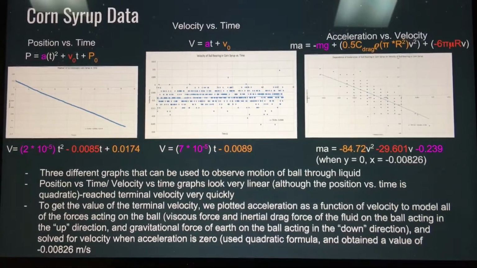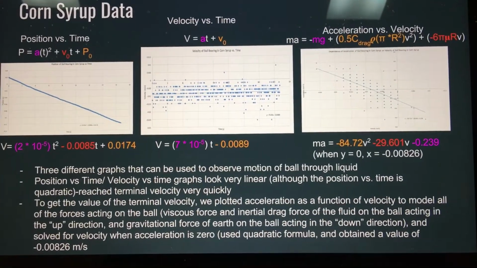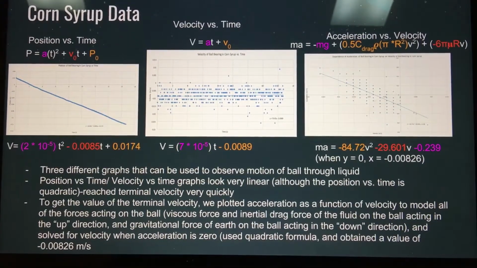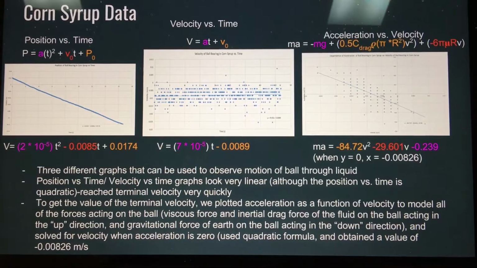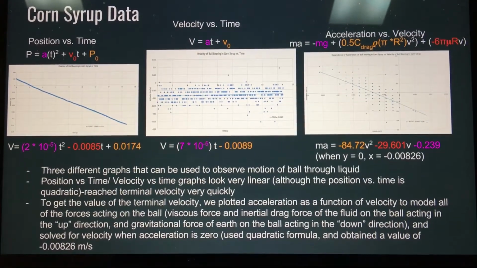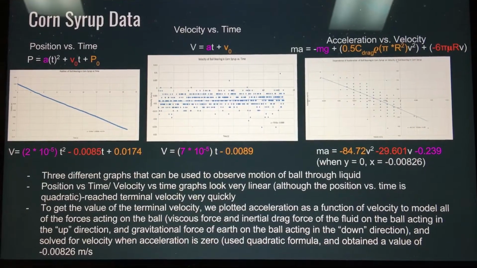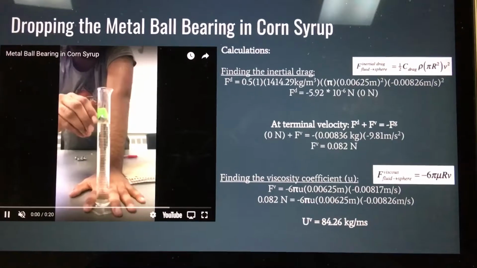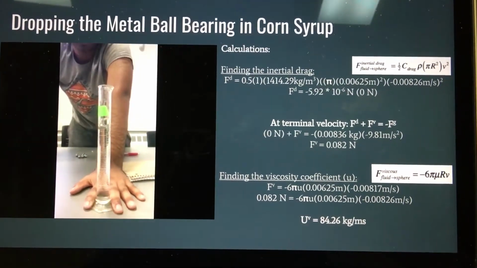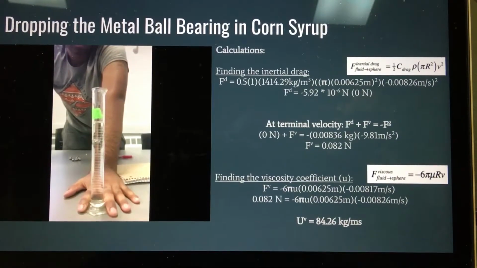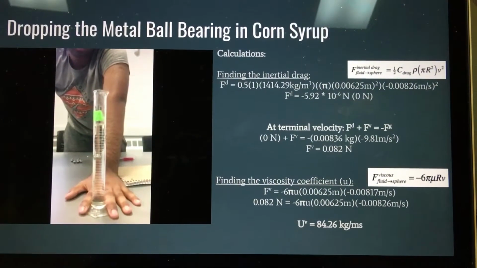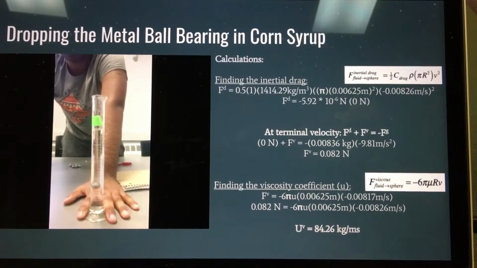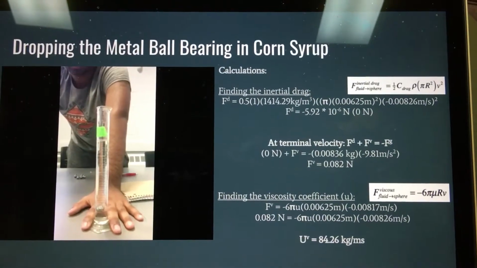When analyzing the corn syrup data, the acceleration in the position versus time graphs and the velocity versus time graphs are very small and hard to see, but they are still there, indicating that the terminal velocity is not too different from the initial velocity. We obtained our terminal velocity using the x-intercept of the curve fit of the acceleration versus velocity graph based on our model, and we obtained a value of negative 0.00826 meters per second. These are our calculations. We use the formulas to the right for force of inertial drag and force of viscosity. We found that the force of drag is approximately 0 newtons, as the value was insignificant, and the force of viscosity was 0.082 newtons.